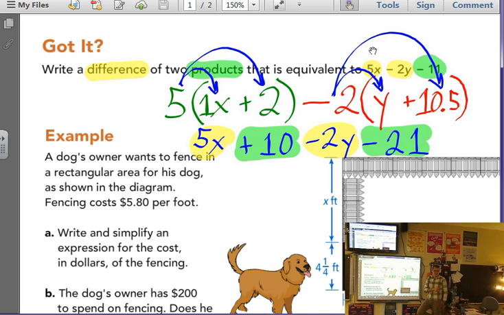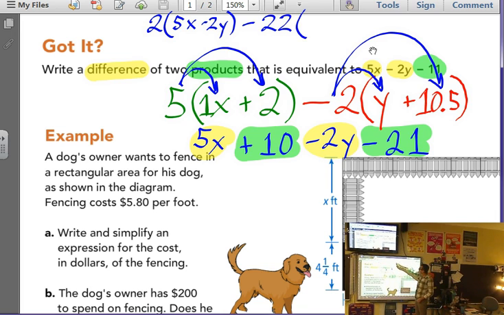I think I found the way to fix my problem. It was 2 parentheses 5x minus 2y, and then minus 22 times 1. Hold on. 5x minus 2y. Yeah. Then what? Minus 22 times 1. Would that work? No, you need 21. Minus 22 what? Times 1. This is going to give you negative 4y and 10x.